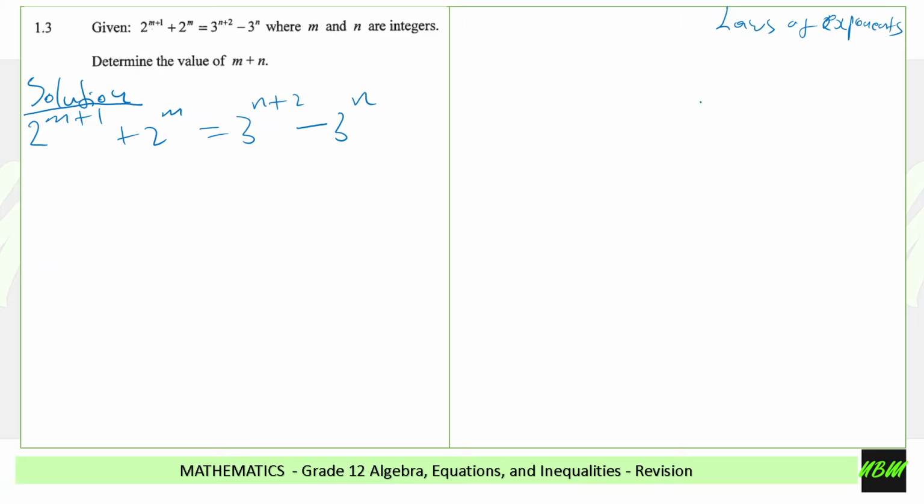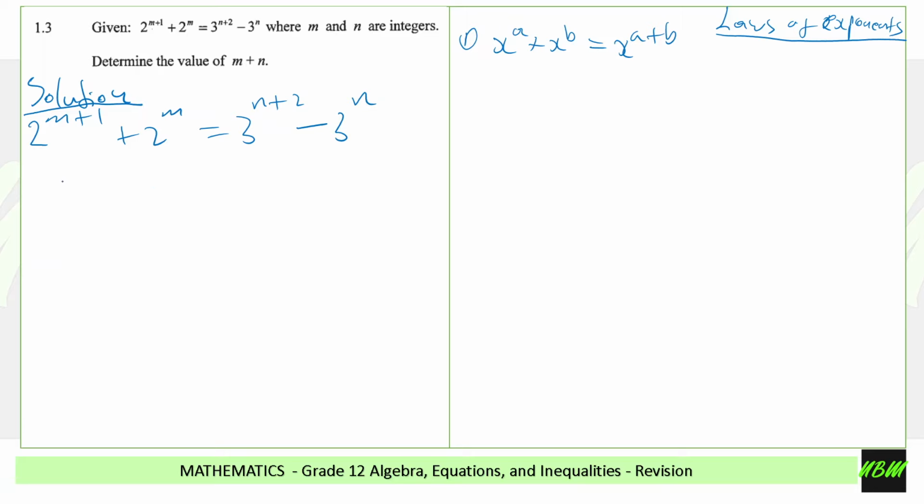Some of the laws of exponents, the most common one that you will make use of, is the law x to power a multiplied by x to power b will be equals to x to power a plus b, meaning multiplying powers of the same base, we add the exponent. So in our equation, we are going to reverse the law. This simply means if we are having x to power a plus b, this will be the same as x to power a multiplied by x to power b. That is what I mean by reversing the law.